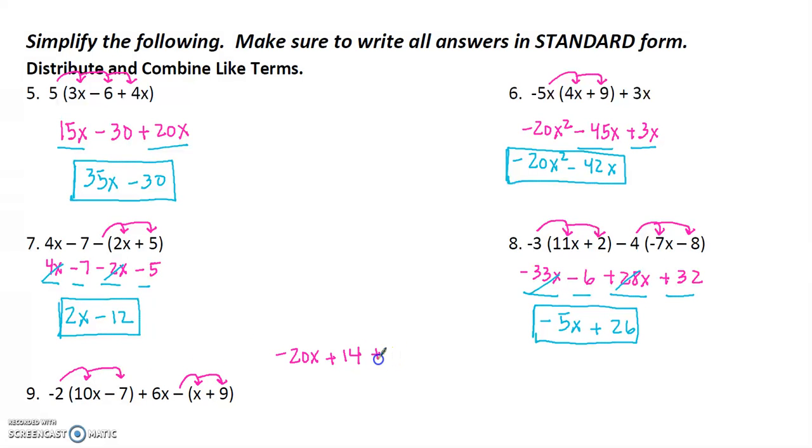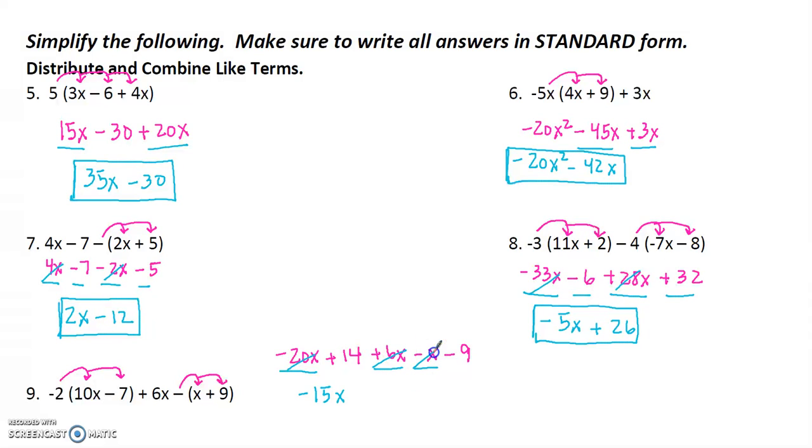And then I have that plus 6x I can just bring down. And then I have a negative times x would be a negative x. And a negative times a positive 9 would be a negative 9. Okay, so again, let's see what we have that are like terms. I have a negative 20x, a positive 6x, and a negative 1x. So if I were to put those together, it looks like I'm going to end up with a negative 15x.